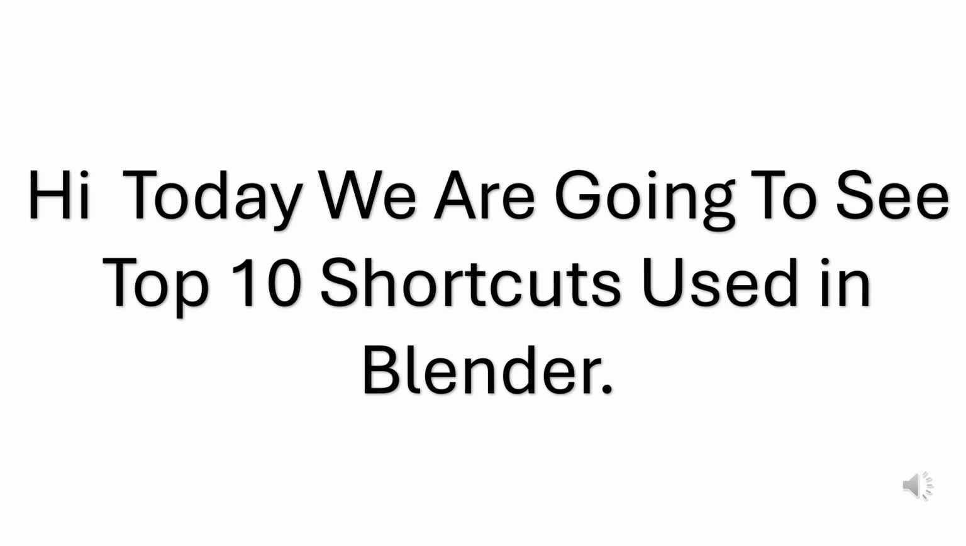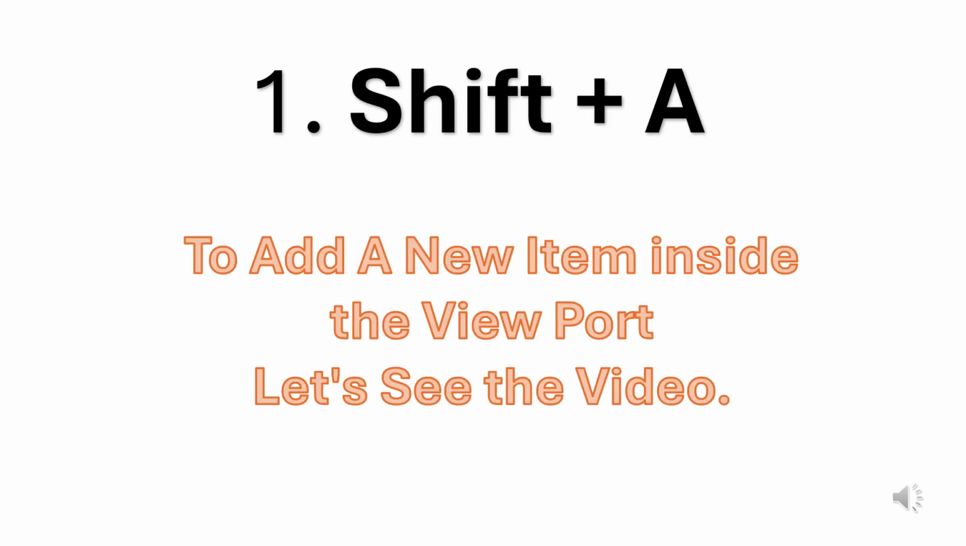Hi, today we are going to see the top 10 shortcuts used in Blender. Shift plus A. This shortcut is used to add a new item inside the viewport. Let's see the video.